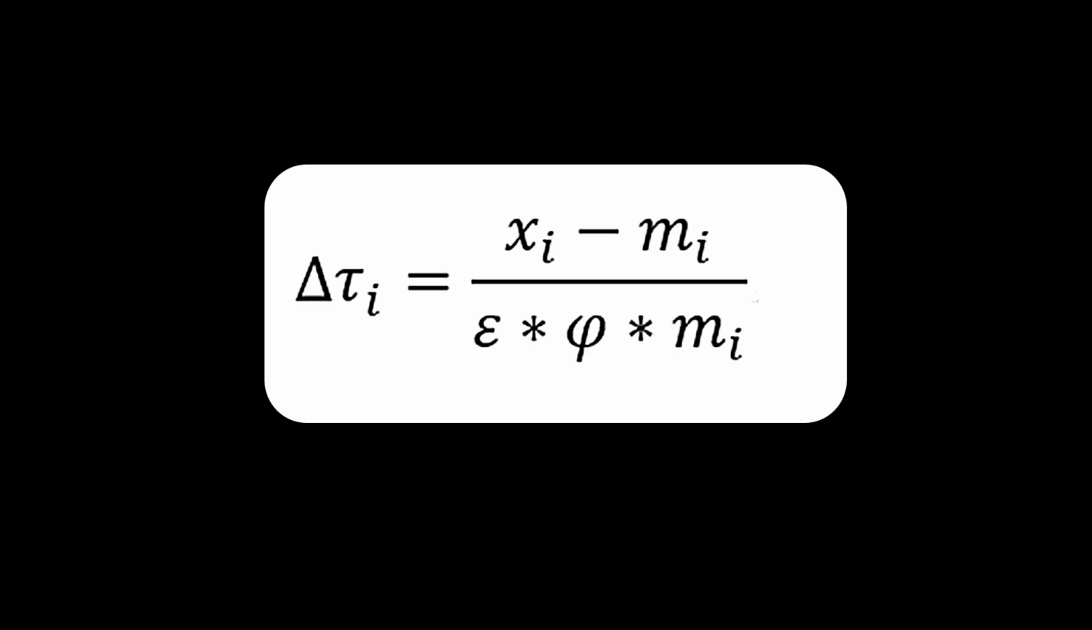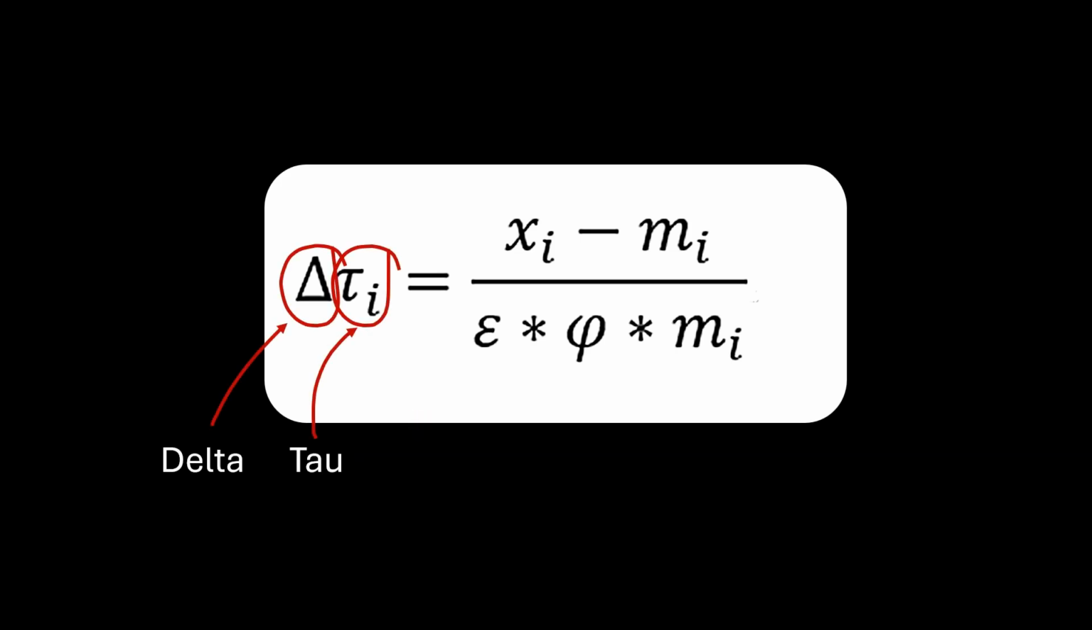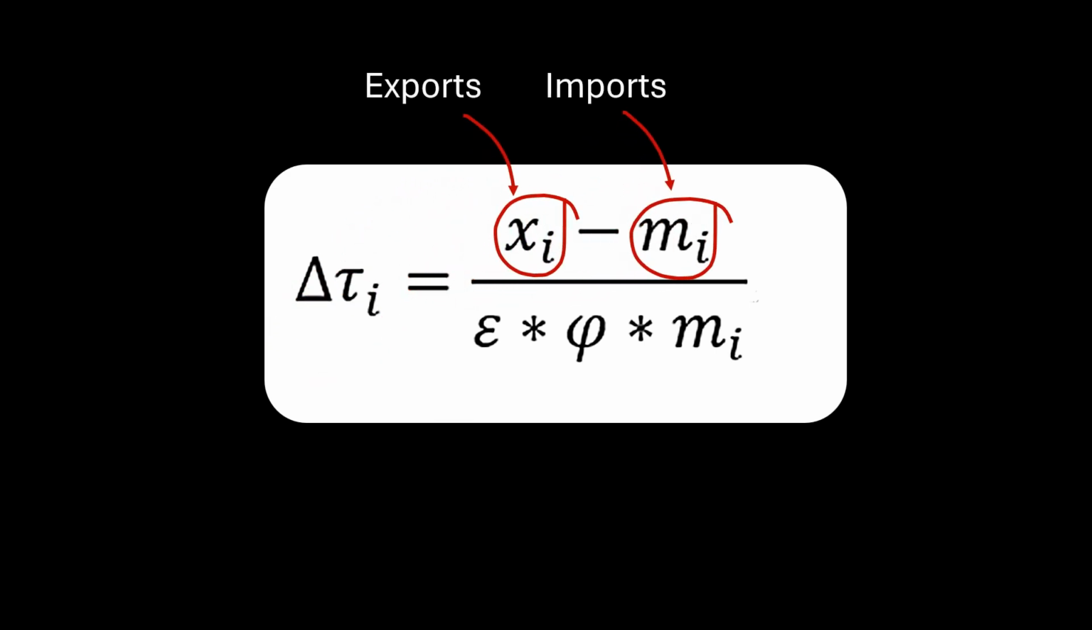So this is a Greek symbol called tau, and this is delta, another Greek symbol which represents change. Together they represent change in tariff for a given country. i just represents any country. It could be Australia, England, India, or Penguin Islands. xi and mi represent exports to a given country and imports from a given country in US dollars respectively.